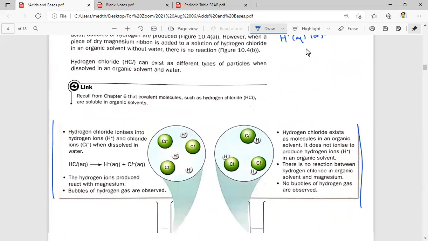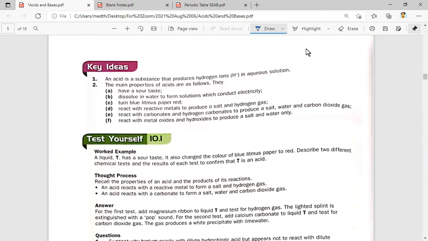Next part we're going to go through is actually on the bases. But in general, as a summary for acids, we went through that an acid is a substance that produces hydrogen ions in aqueous solution. This is sort of a definition for acid. Then we went through the 6 different reactions. That was what we went through just now.